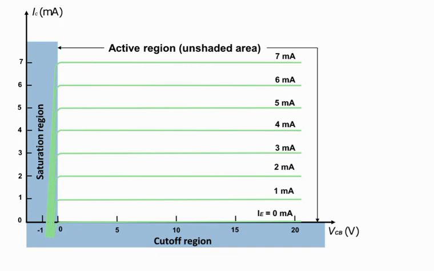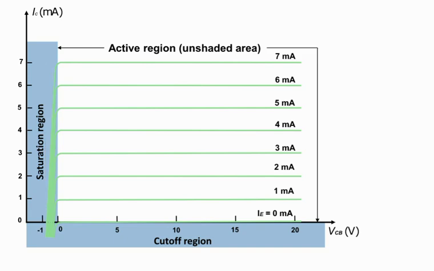In the cutoff region, the output current is essentially zero, as you can see. In the saturation region, the output current is quite large. Even with a slight increase in the VCB, you see a large variation in the output current.